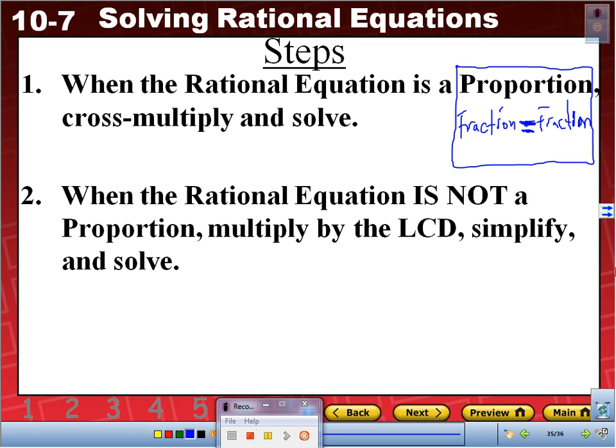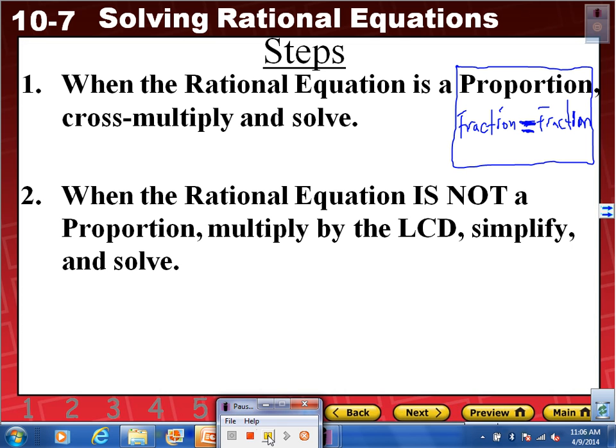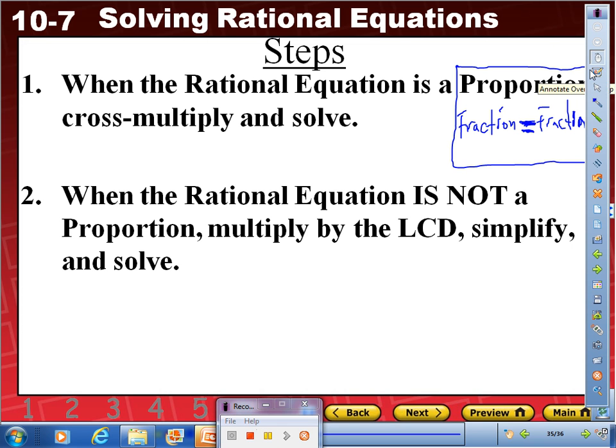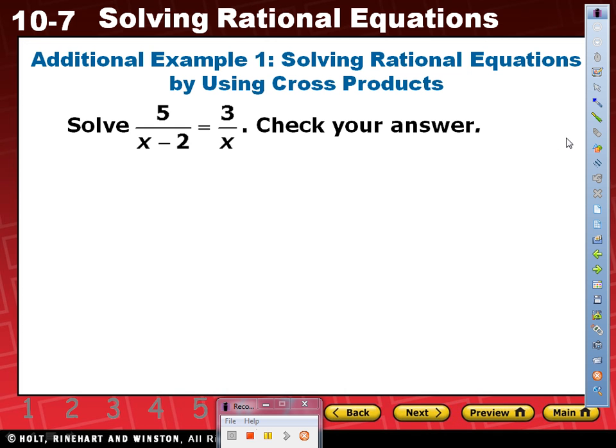So check this out. Today I'm going to show you 2 different rational equations. The first one is a proportion. The other one will not be a proportion. So I'm going to show you an example of a rational equation that has a proportion. We cross multiply and solve. For the second one, I'm going to give you an example of a rational equation that is not a proportion. Therefore, we need to multiply times the common denominator, simplify, and solve. Okay? Copy this down. Example 1A. All right, here we go.